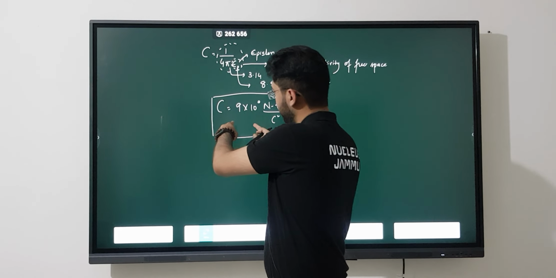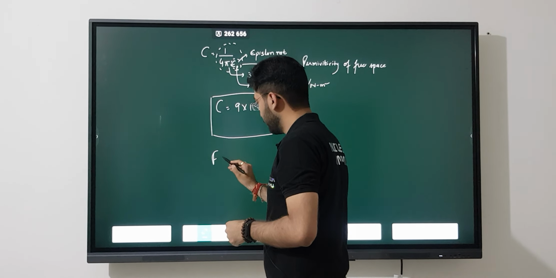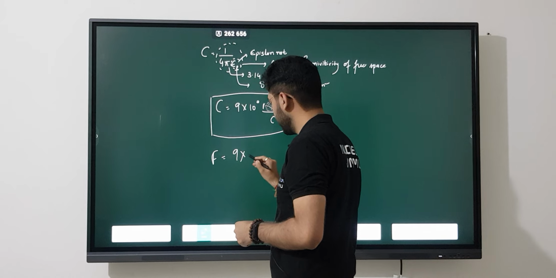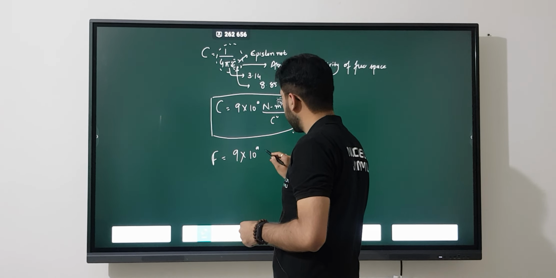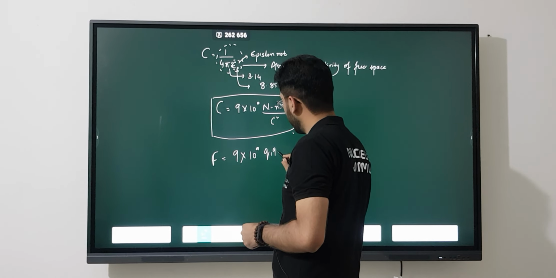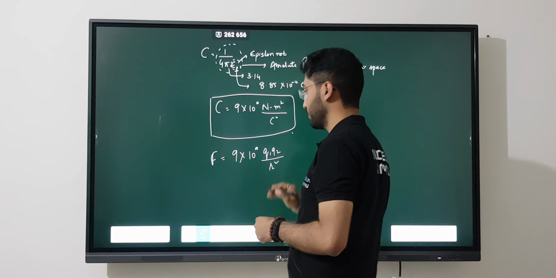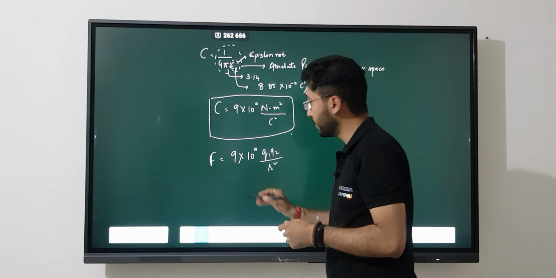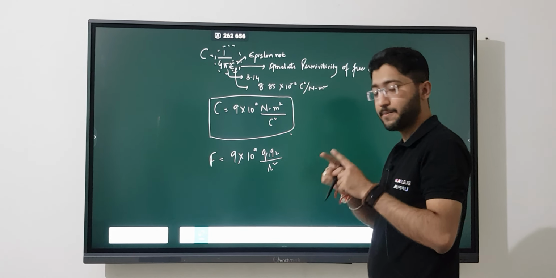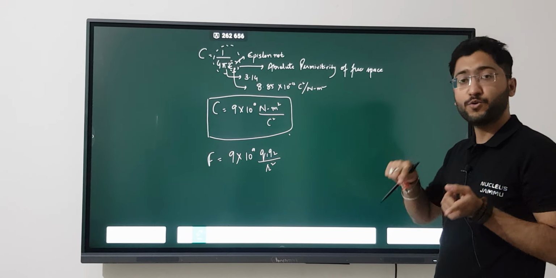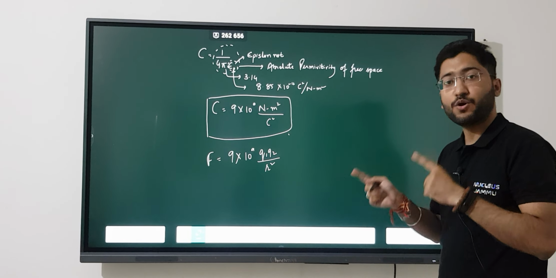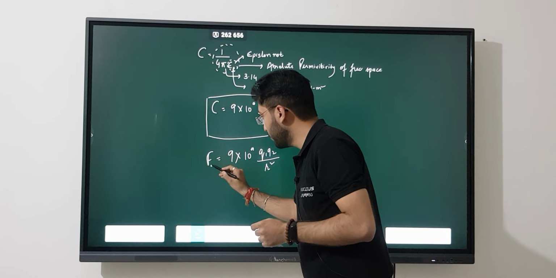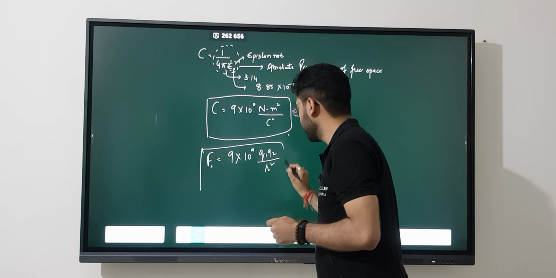After that, you put this value in the original equation, you will get force is equal to 9 into 10 raised to power 9 Q1 Q2 upon r square. This value is the force of attraction or repulsion between the two charges which are separated by a distance r when placed in free space or vacuum. We also denote it by F naught, which is a standard equation.